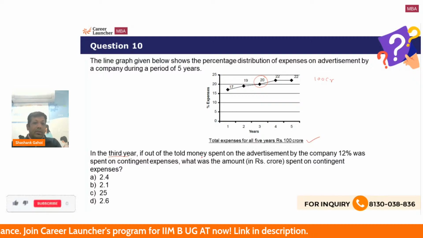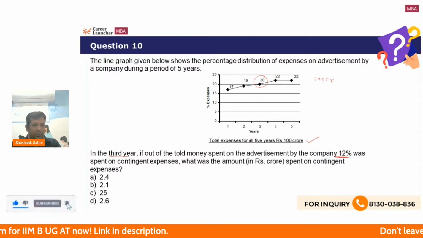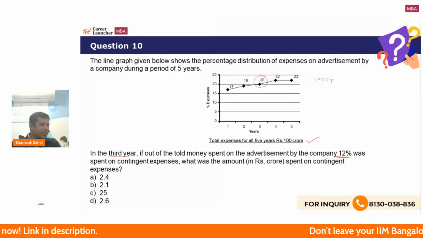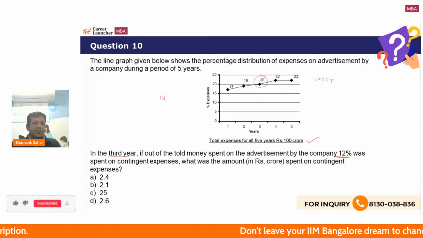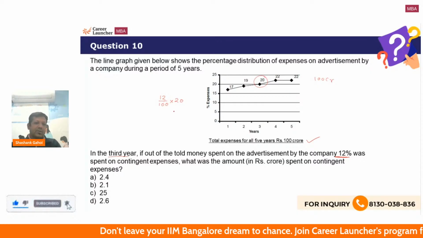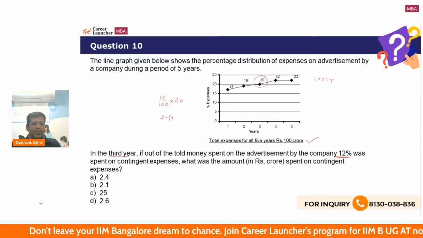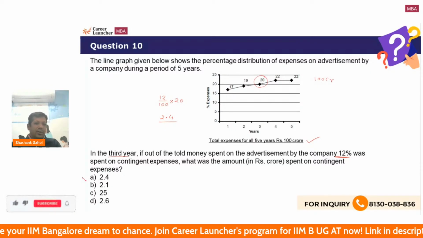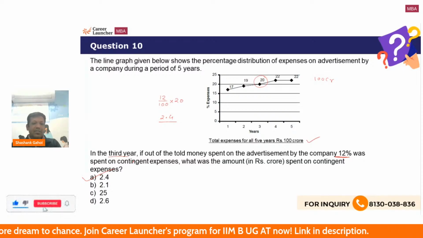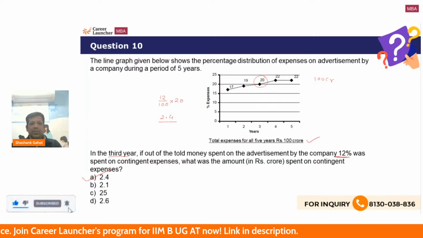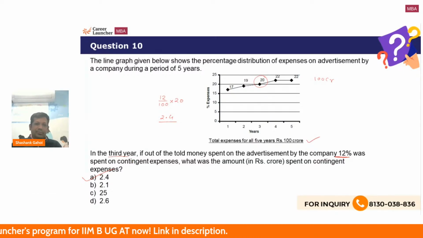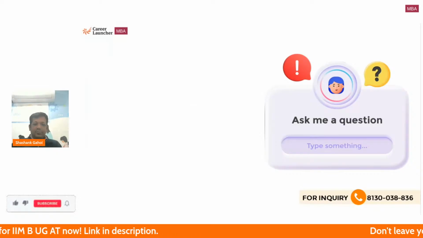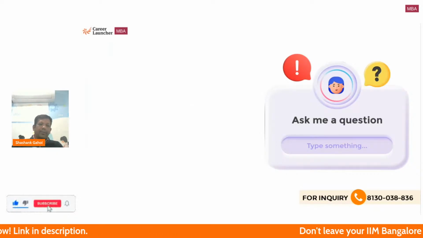20. The money spent on contingent is 12%. So you are spending 12% of 20. So 12% of 20 is what? 12 into 20 divided by 100, and that is going to be 2.4. So what was the total amount spent on contingent? That is going to be 2.4 crores. And that's it. Now, tell me.